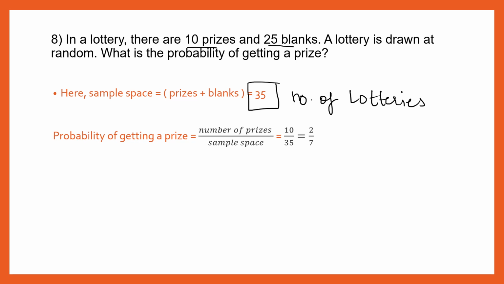Now if we are picking up any lottery at random, we have to find the probability of getting a prize. So the probability of getting a prize will be the number of prizes divided by the sample space. The number of prizes given to us is 10, divided by the sample space. We have just seen 35, which is the total number of lotteries, prizes as well as blanks. So that is 10 by 35. After reducing, we get 2 by 7. Alright.